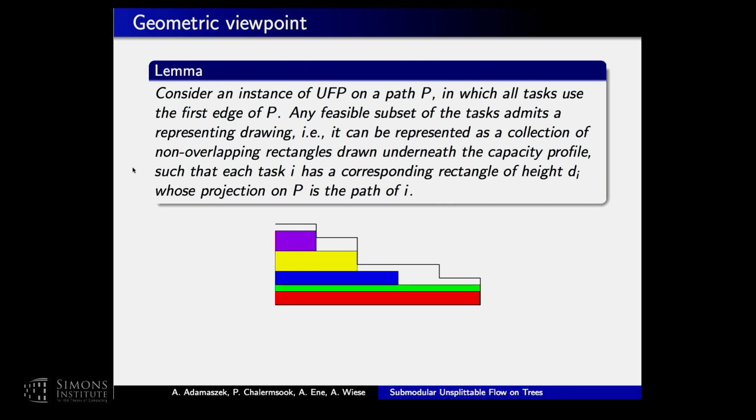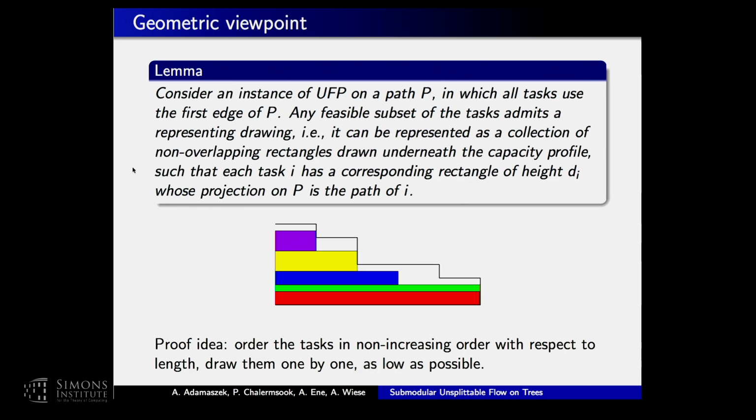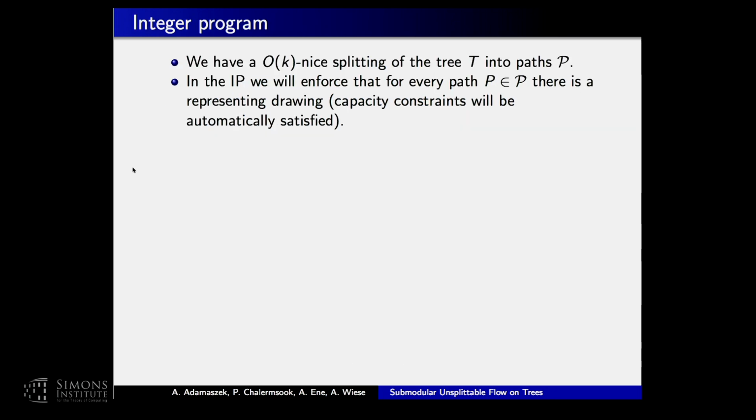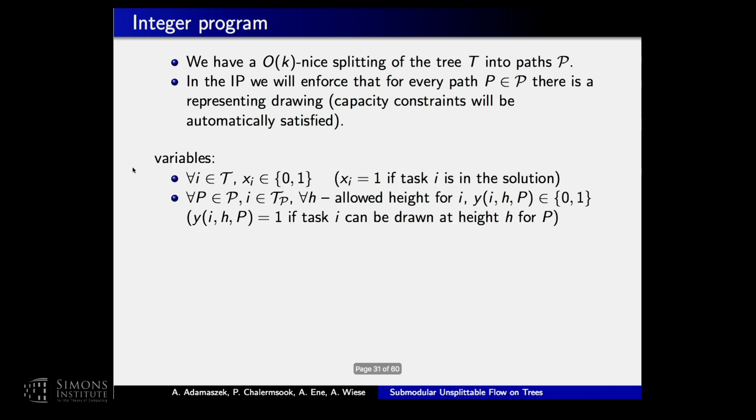So now based on this, we will write an LP. So we have our tree, we have an O of k nice splitting, and in the IP, we will enforce that for every path there's a representing drawing. So these are our variables. For each task i, we have a variable x_i, which is 1 if and only if the task is in the solution. And then if the task is in the solution, then for every path which this task is using, we have to draw it at a certain height.